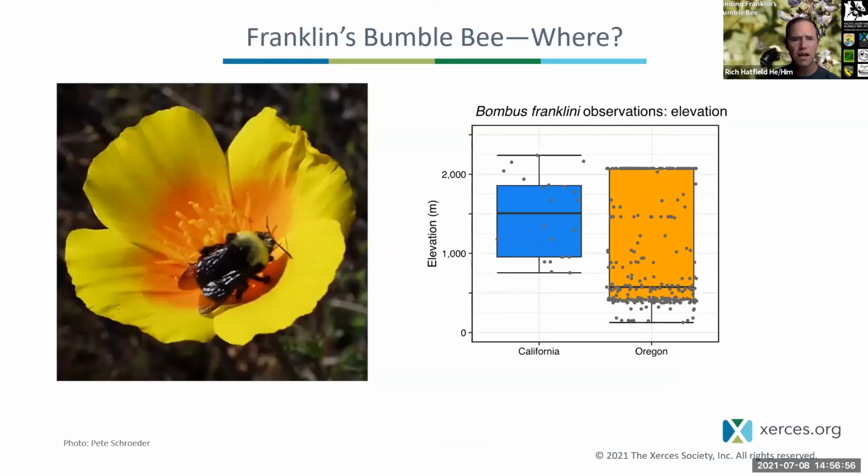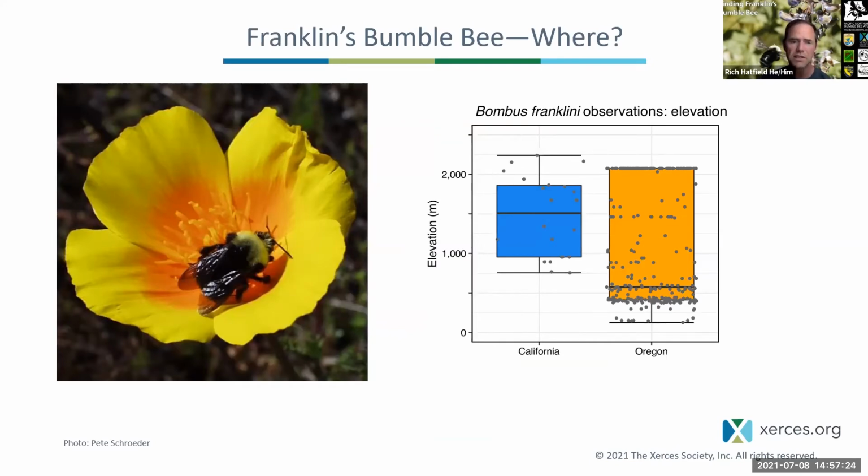You've seen this slide before as well. This is just to help guide us in terms of where, and this is the elevational gradient. You'll notice that the elevational gradient within Oregon is much greater than the elevational gradient within California. It's found all the way down on the valley floors in Oregon, and we only found it at relatively high elevations, close to 3,000 feet in California.